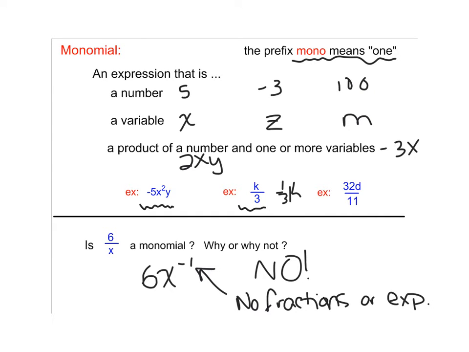no fractions or negative exponents. Sorry about that. No fractions, no negative exponents. No fractional exponents, no negative exponents.